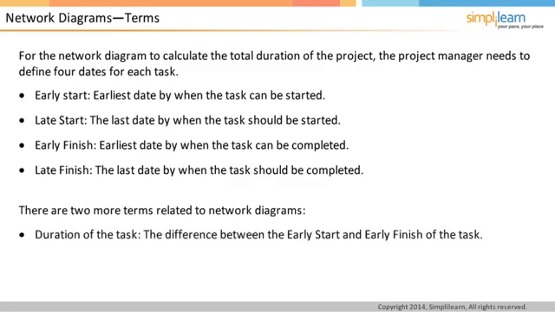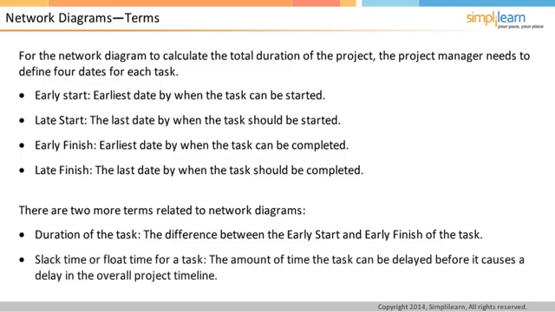The difference between the early start and late start of the task is called the slack time available for the task. Slack can also be calculated as the difference between the early finish and late finish dates of the task. Slack time, or float time for a task, is the amount of time the task can be delayed before it causes a delay in the overall project timeline. In the next screen, we will discuss critical path method.